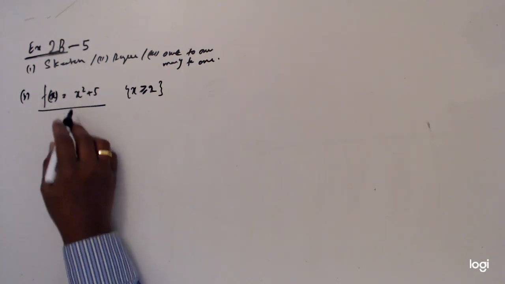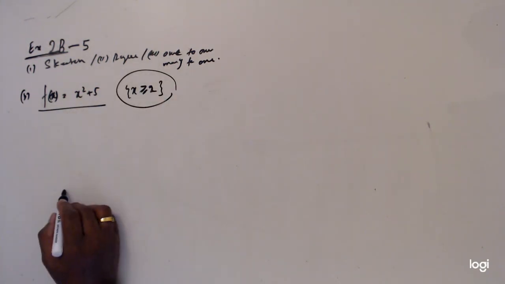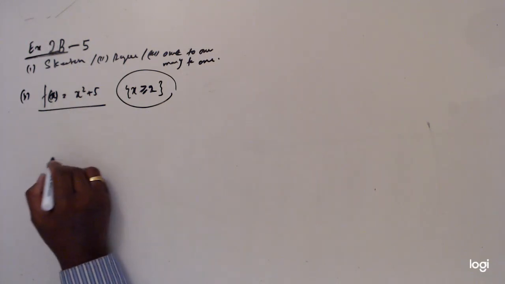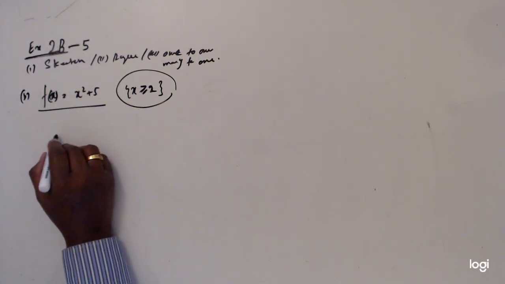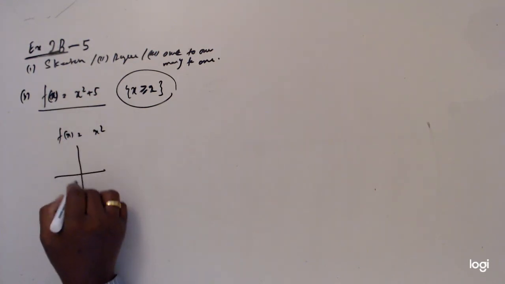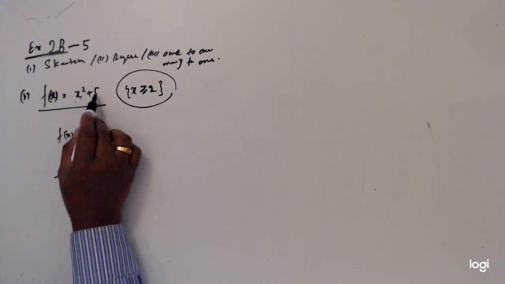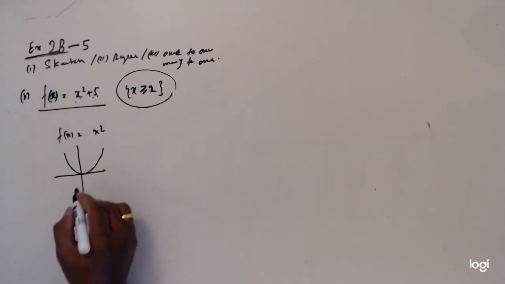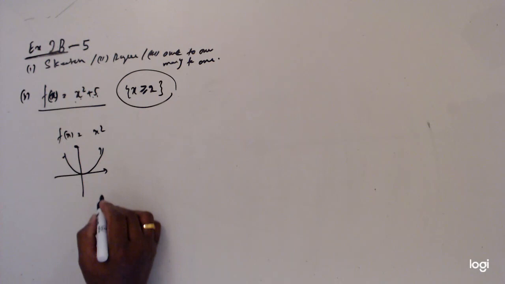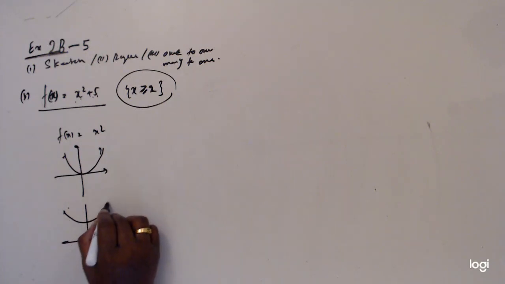First of all, we draw this graph to get an idea, then we'll apply the domain. We know f(x) equals x squared, so this kind of graph. Then f(x) equals x squared plus 5. It means we have to shift this graph by 5.